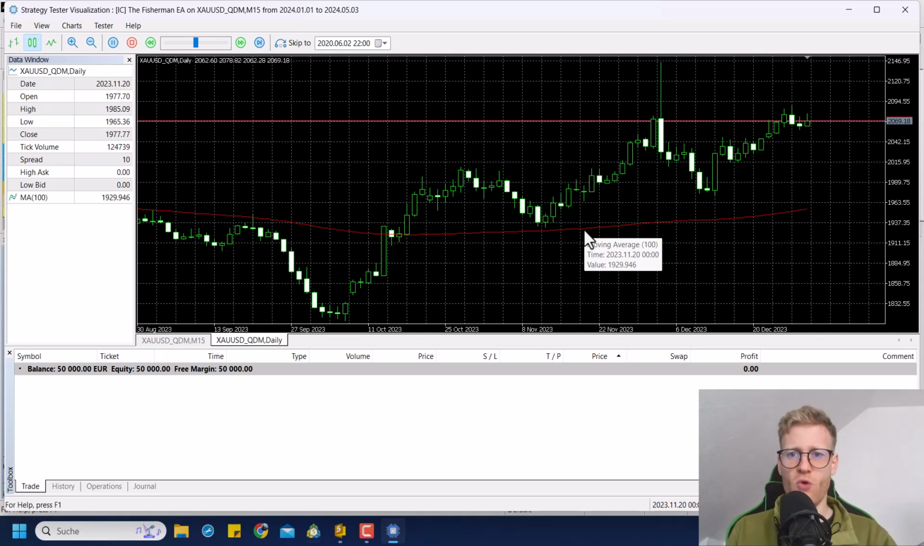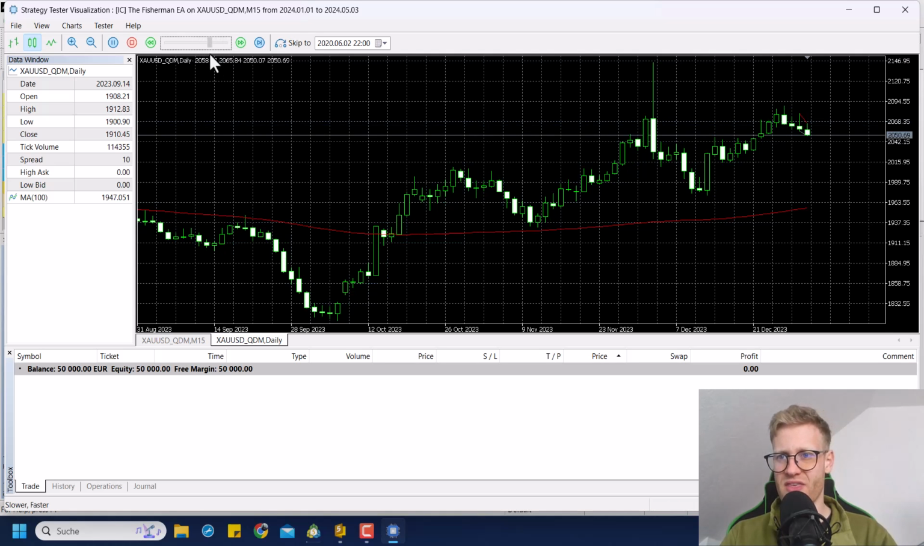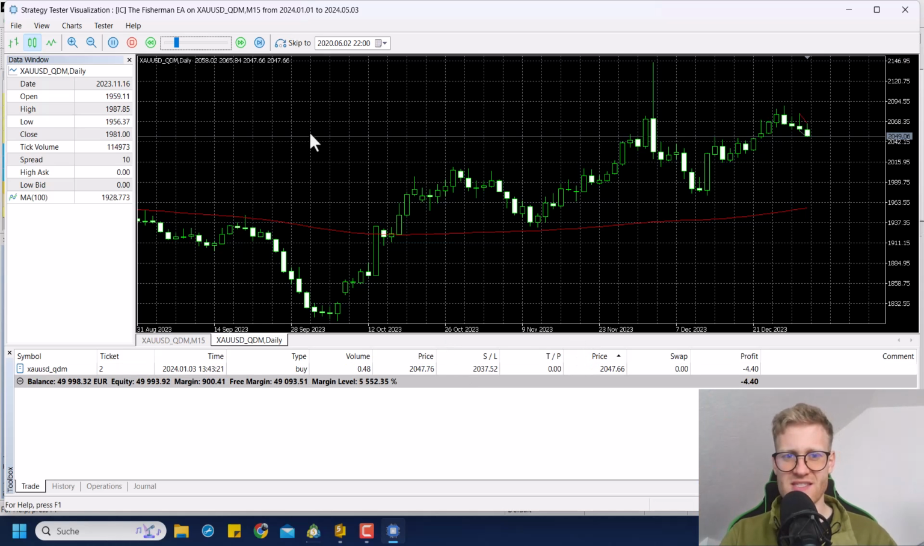I mean, essentially it is a trend following program, because the basic idea is that we have this moving average indicator which dictates the overall trend direction pretty much. So we can see that here clearly the price is above the moving average, so we are in a long trend. So what the program is now doing, it is waiting for retracements in the daily candles, and this is why it is called the Fisherman, because it fishes these retracements.